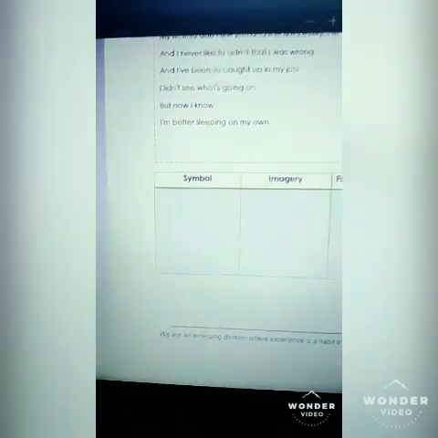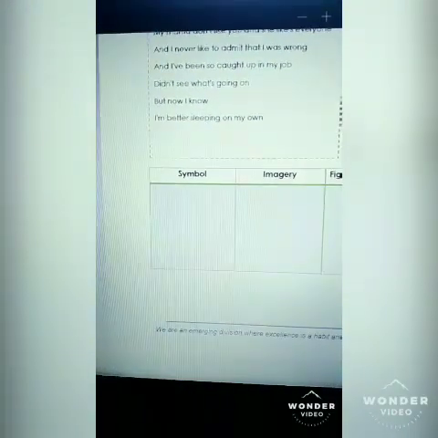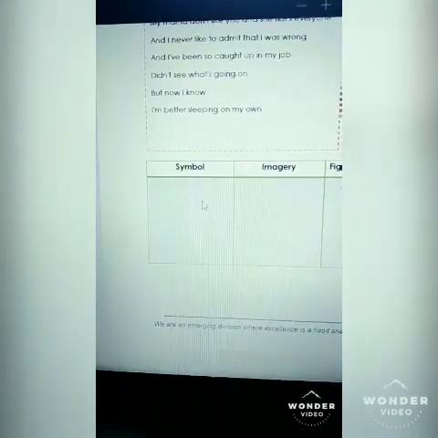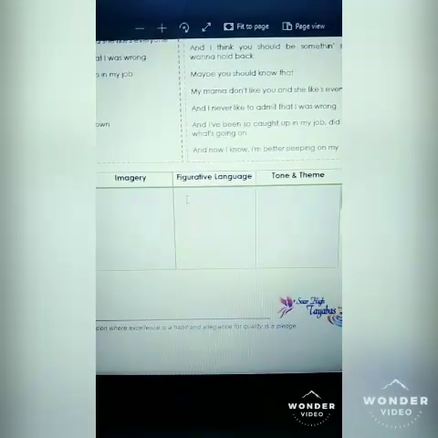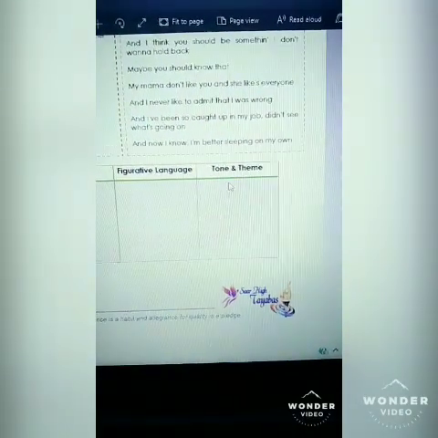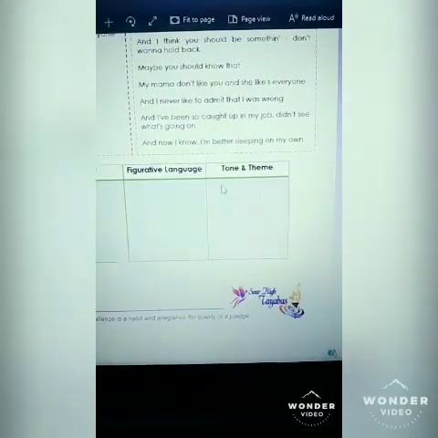So for the last part, I'm going to let you see a sample of the SIFT method. This columnar is an example of the SIFT method. The first column is symbol. The second column is imagery. The third column is figurative language. The fourth column is tone and theme. When we say tone, what do you feel? When we say theme, what have you learned?